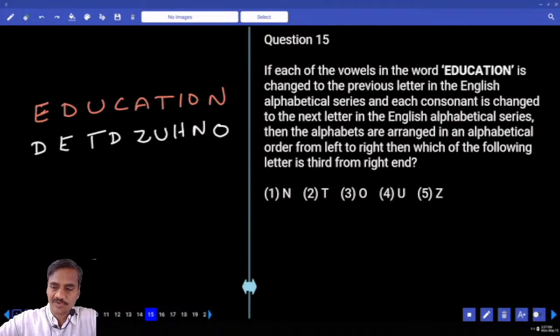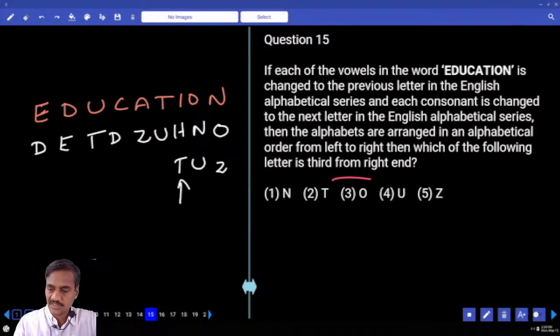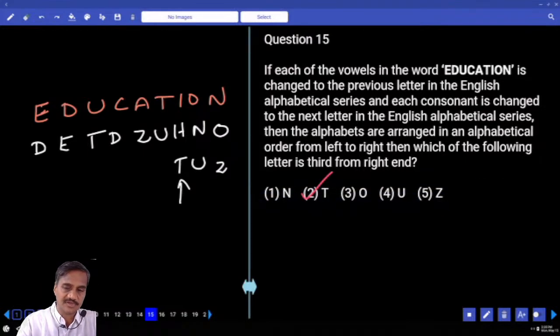And then all the alphabets are arranged in alphabetical order. And which is third from the right hand? Third from the right hand is nothing but the highest. Now which is the highest letter we have? Z. And Z is the highest. And next to Z is U. And next one T. Now T is third from the right hand. That is the choice to question number 15.